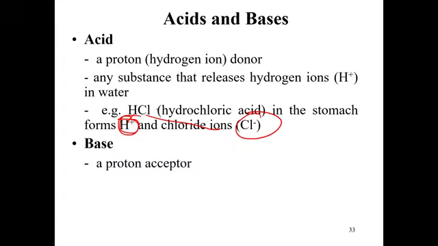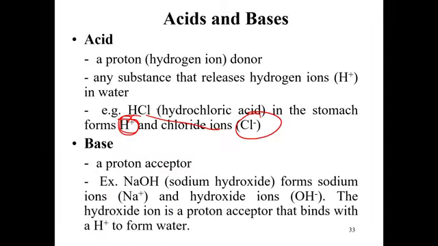A base, on the other hand, is something that accepts your proton. For example, sodium hydroxide forms sodium and hydroxide ion. The hydroxide ion is the proton acceptor right here. It will accept hydrogen to form water. OH plus H equals water. Hydroxide is a base that accepts hydrogen.